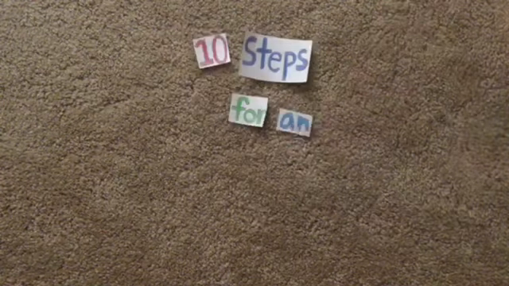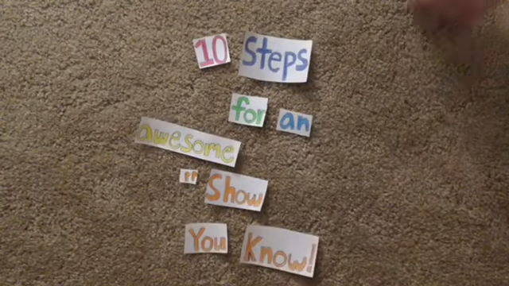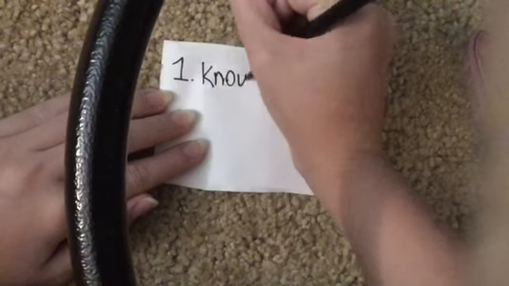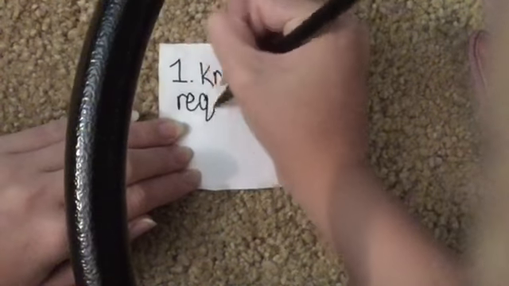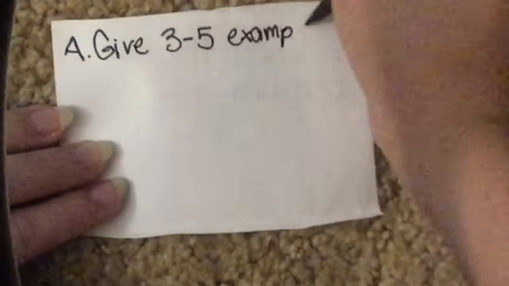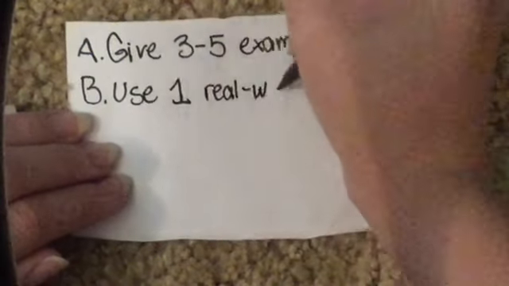Here are the 10 steps for an awesome show you know in math. Step 1. Know the requirements. Try to include all of them for the most amount of credit in your show you know. A. Give 3 to 5 example problems of the concept that you learned. B. Use a real-world situation where the concept would be used.